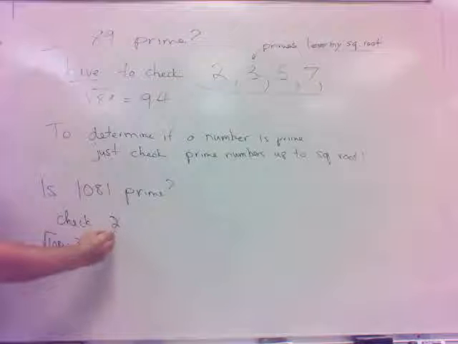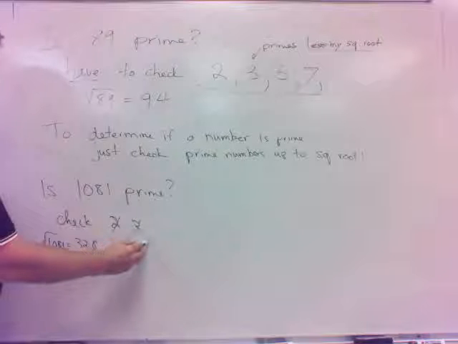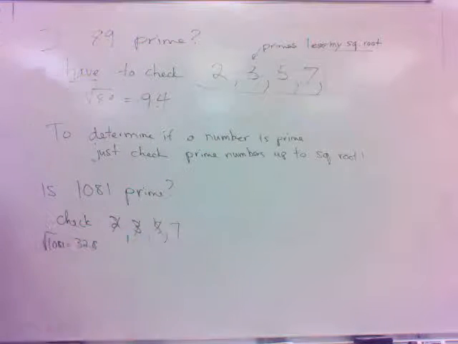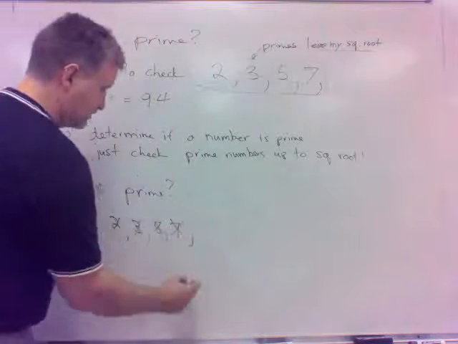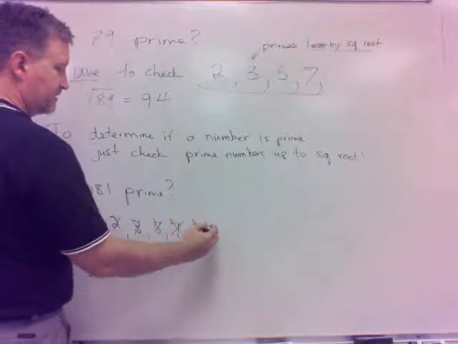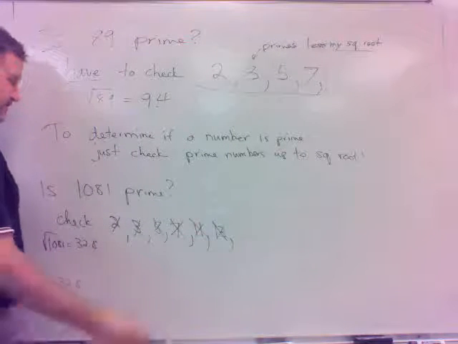So I'm only going to check 2. Well, 2 is obviously out. 3. Is 3 a factor? I don't think so. 5. No. 7. I am checking 7. 7, divide that into 1081, see if it goes evenly. Doesn't go evenly, does it? Got a remainder, decimal. Then go to 11, check it. No. 13. Have to check it. Doesn't go evenly.